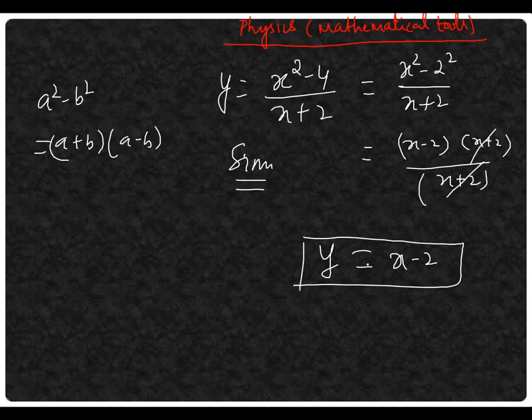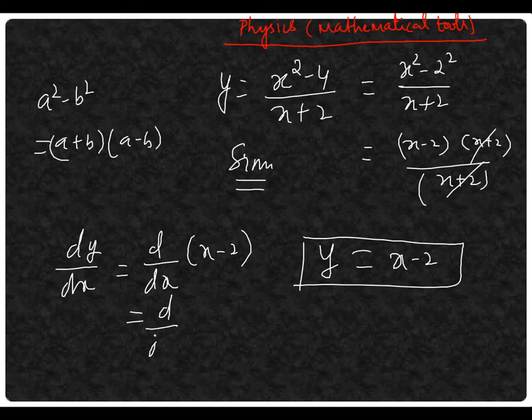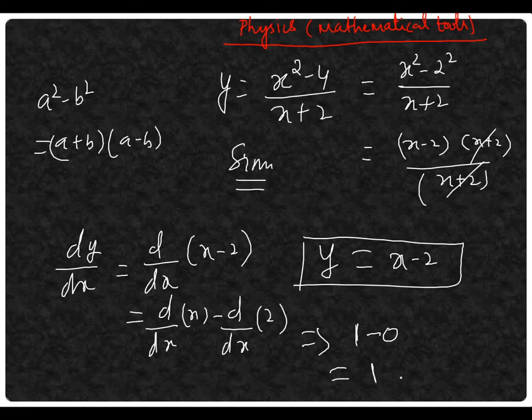Now we apply the differentiation formula. We find dy by dx, which is equal to dy by dx of x minus 2, which is equal to dy by dx of x minus dy by dx of 2. dy by dx of x is 1 and dy by dx of 2 is 0. So our correct answer is 1. So the dy by dx of x square minus 4 upon x plus 2 is equal to 1.